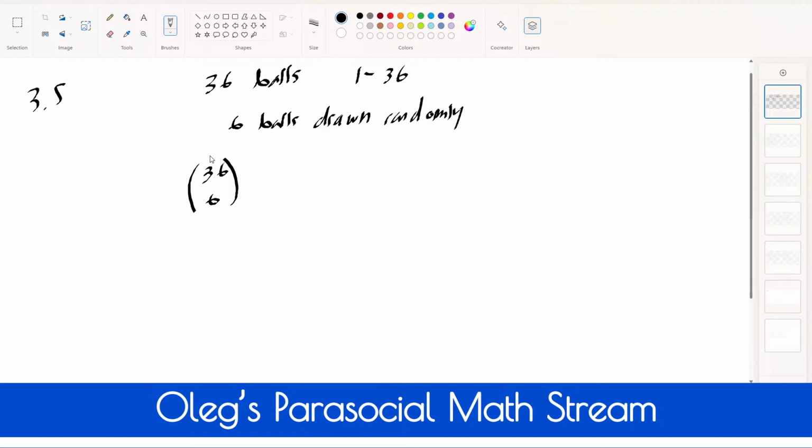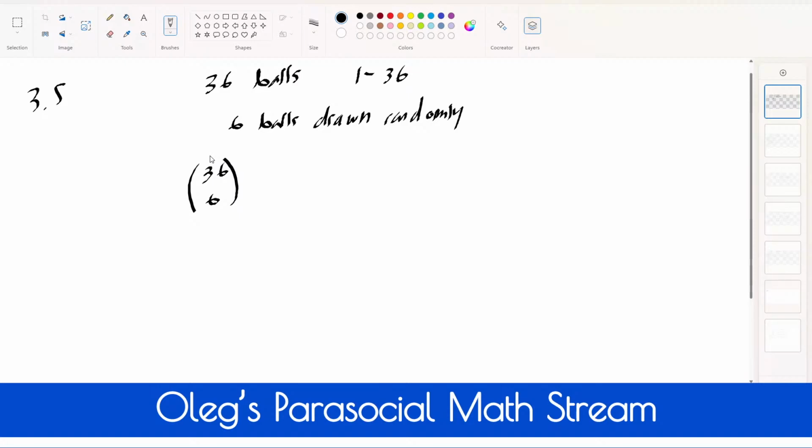Now, let me see here. I'm just reading the solution as well. In filling out the ticket, you're choosing 6 numbers from a set of 36 numbers. Now when they said regardless of order, this is the part that kind of threw me off. That's the same thing.